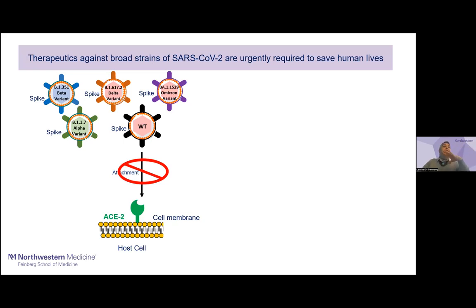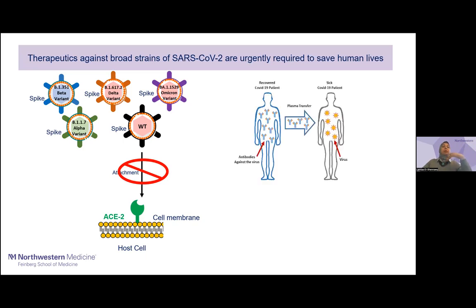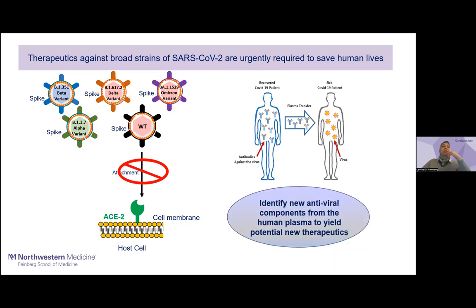So with this concept in mind, and starting from the fact that the convalescent plasma from COVID-19 patients has been used to treat patients with a severe disease, we aimed to identify new antiviral components from the human plasma to yield potential new therapeutics.